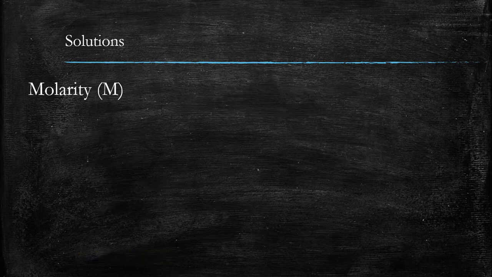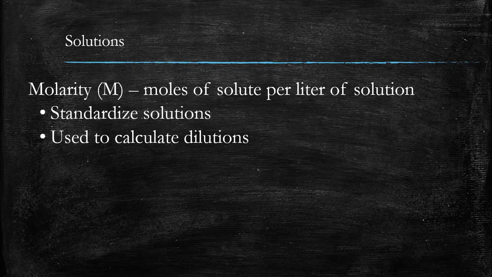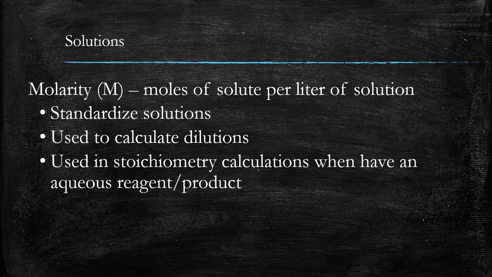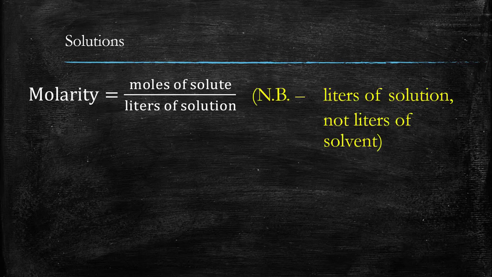So molarity, as I just mentioned, is the moles of solute dissolved per liter of solution. This allows us to standardize solutions, it allows us to calculate dilutions, and it's very useful in stoichiometric calculations when you have either an aqueous reagent or product, and we will be using it for this. So molarity is moles of solute divided by liters of solution. Note well, we're talking liters of solution, not liters of solvent.